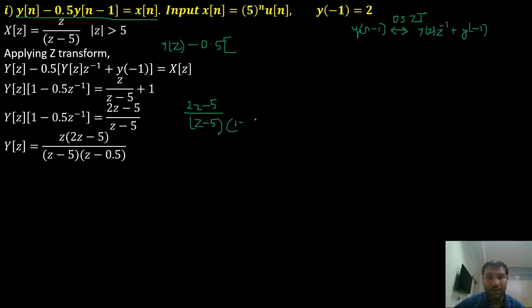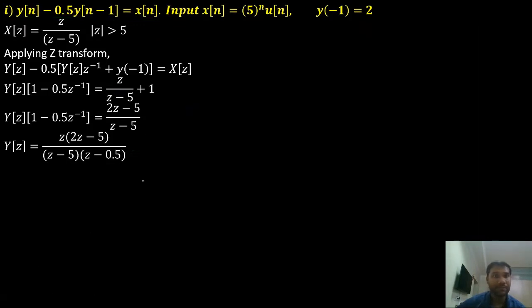and 1 minus 0.5 z inverse. Now this z inverse I'm converting into the form of z. If I multiply by z and z, what happens? I get z into 2z minus 5 divided by z minus 5 into, I'll multiply these two, that is z minus 0.5. This is my Y of z.